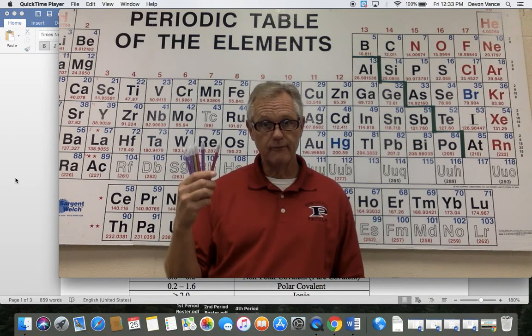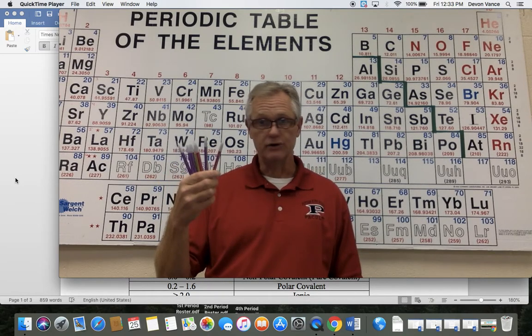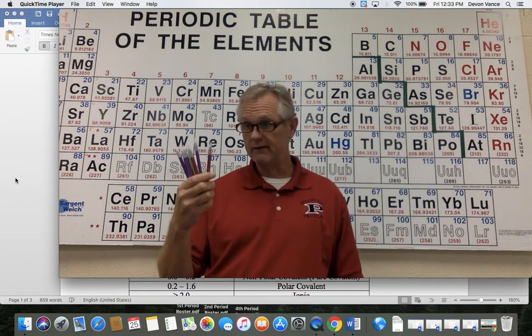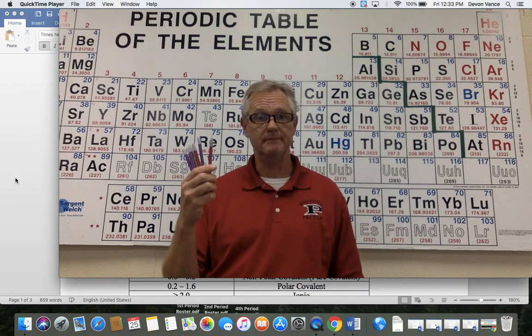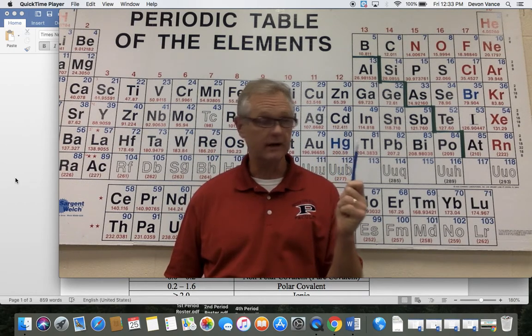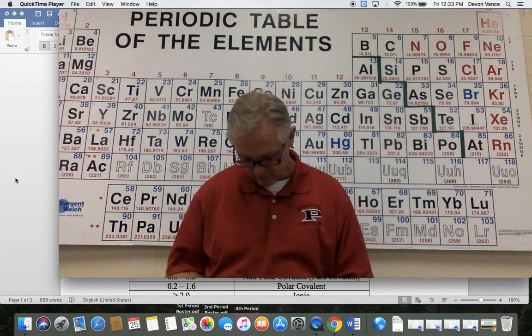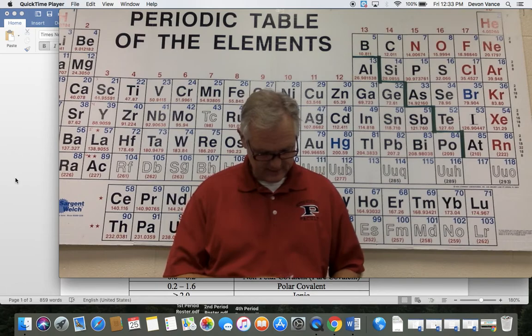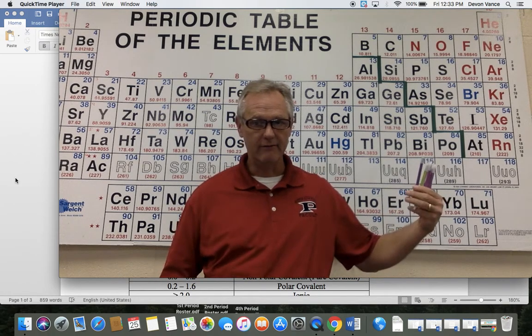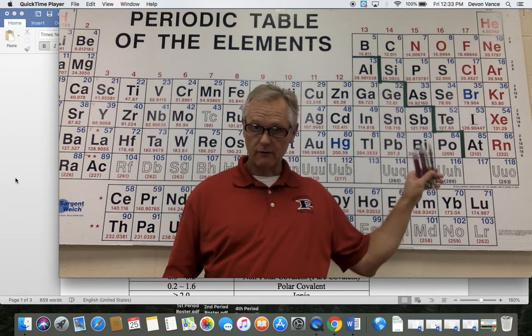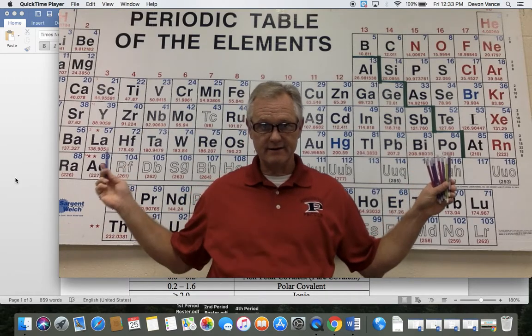Well, in order for chlorine to become stable, it has to gain an electron. In order for sodium to become stable, it needs to lose an electron. So I'm going to put these in other hands so it actually matches up. So now I've got the chlorine on this side, sodium on this side.